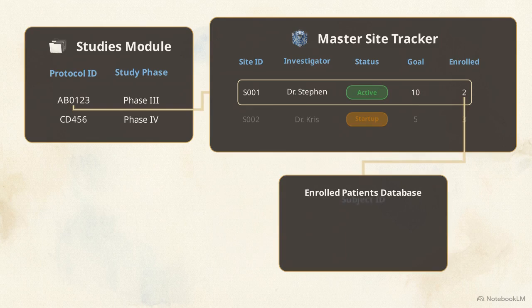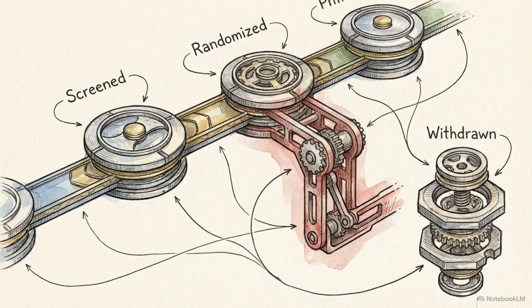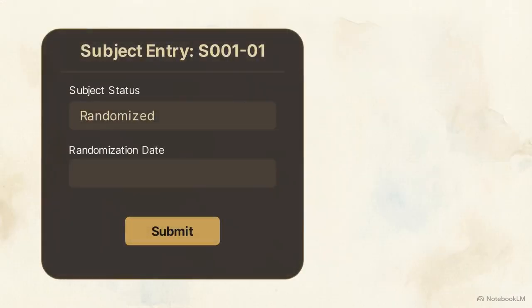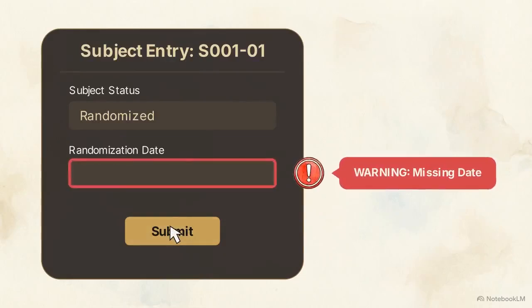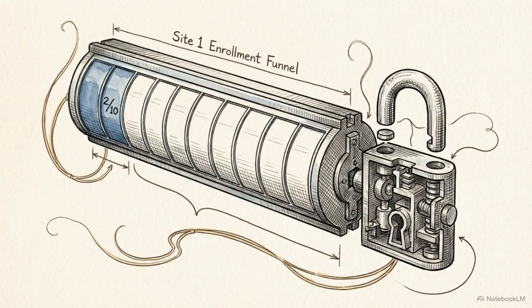From here, we introduce the enrolled patients database, the core relational node, linking those patients directly to specific subject IDs. This provides complete subject lifecycle tracking, seamlessly managing the transition of patients as they move from screened to randomized or to withdrawn. The module uses smart data validation. If a randomization or screening date is missing, the system immediately triggers an automated quality control warning. Linking individual subjects directly to site-level goals provides an unassailable, real-time view of the recruitment funnel. No manual reconciliation is required.